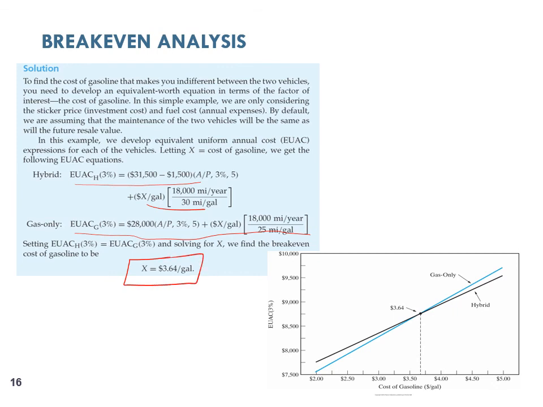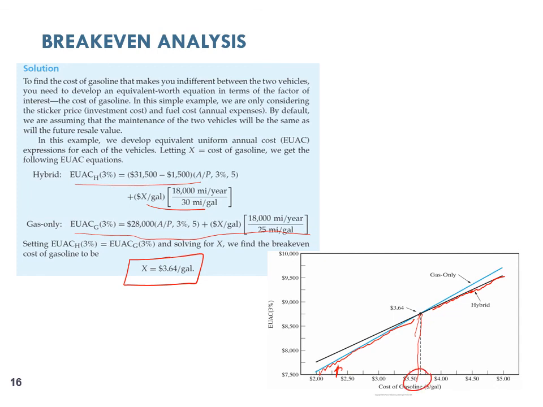You will find this x to be $3.64 per gallon. And you can sketch the pictures. So this blue one is the gasoline-only alternative. As you can see, up to this point, the gasoline-only alternative has a lower cost. But after this break-even point, the minimum cost is given by the hybrid alternative.